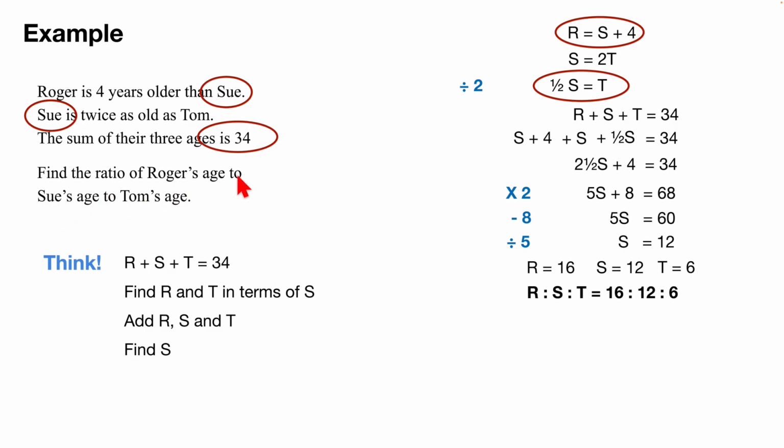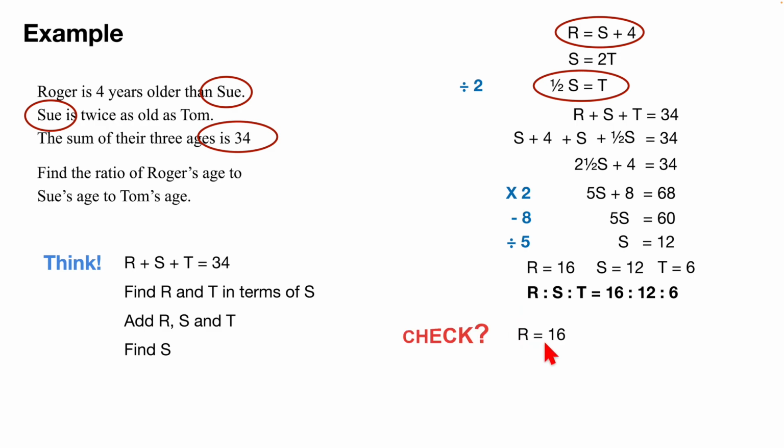Find Roger's age to Sue's age. Oh, we're finding the ratios of all of them. R to S to T equals 16 to 12 to 6. We do not need to divide by 2. You could, because the same ratio is 8 to 6 to 3. But you don't need to, because this ratio is correct. Some people like to, but it doesn't say in its simplest form, so this ratio is fine.